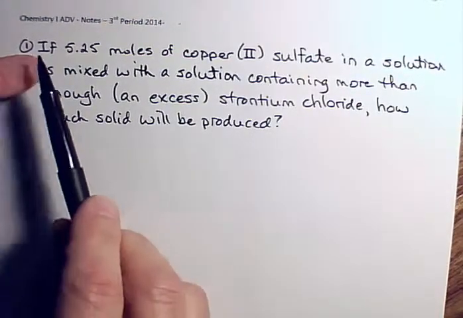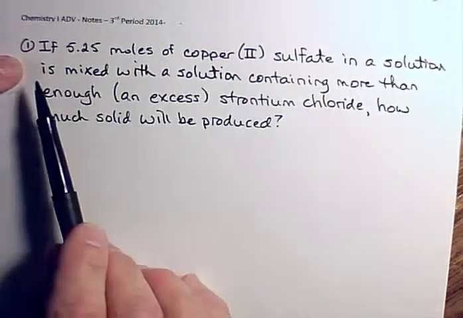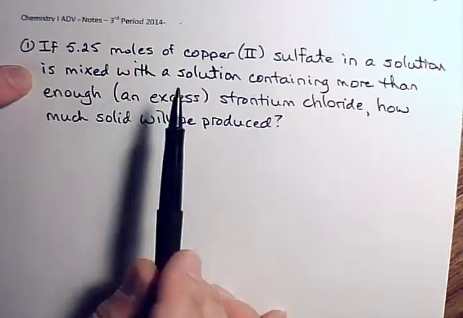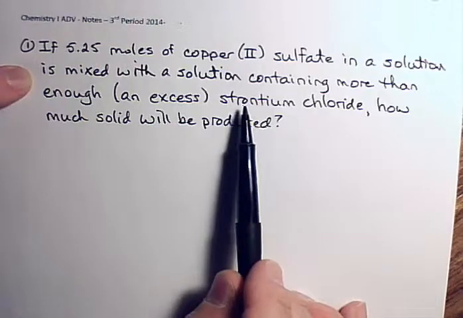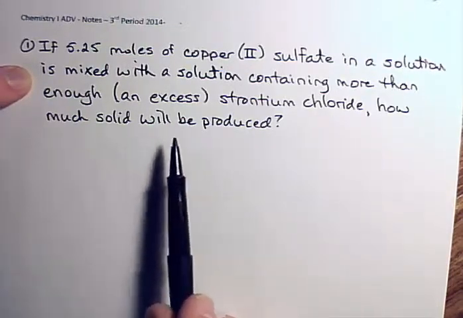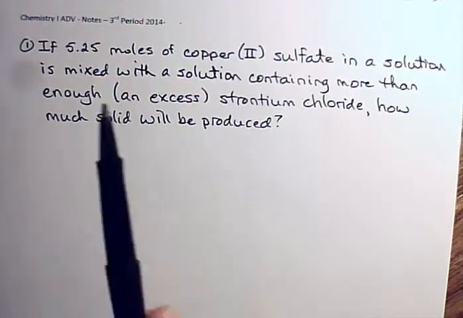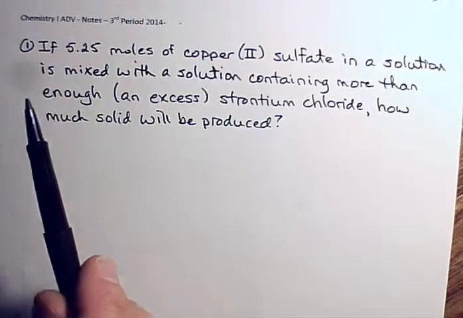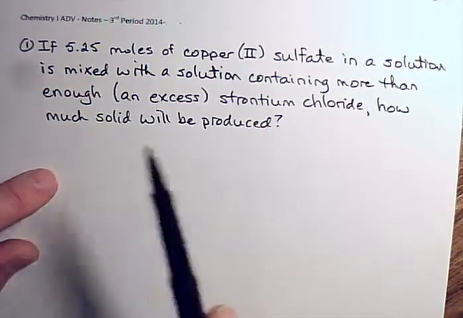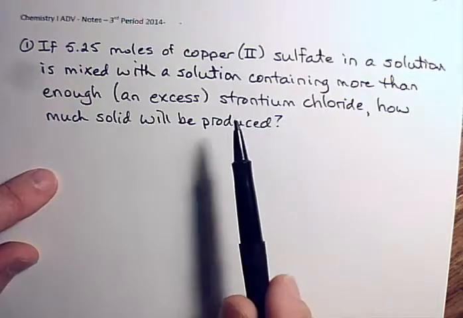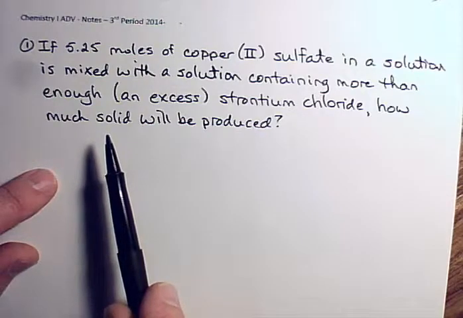So this problem states, if 5.25 moles of copper 2 sulfate in a solution is mixed with a solution containing more than enough, which means in excess, strontium chloride, how much solid will be produced? So you've got to figure out what the starting chemicals are, and what the ending chemicals are. Starting chemicals are the reactants or reagents, ending chemicals are the products. You need the ending chemicals to figure out what the solid's going to be. So you have to know the physical state to even figure this out.